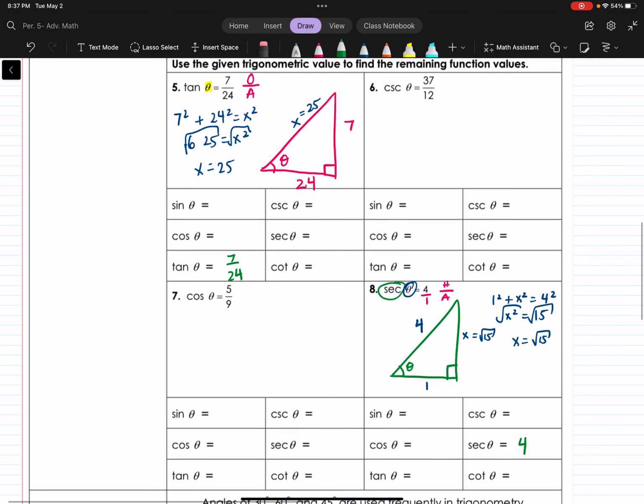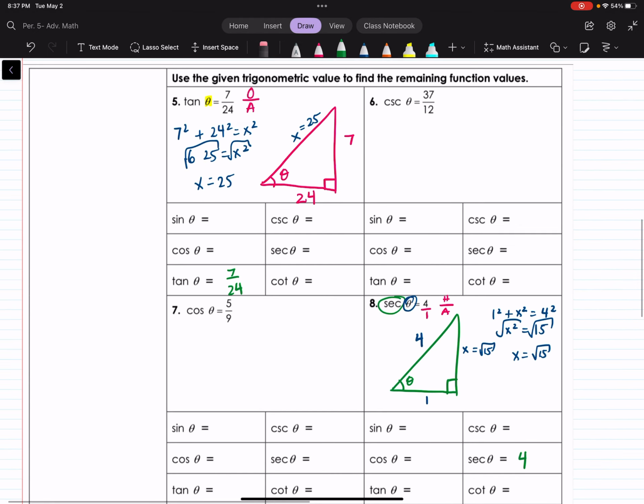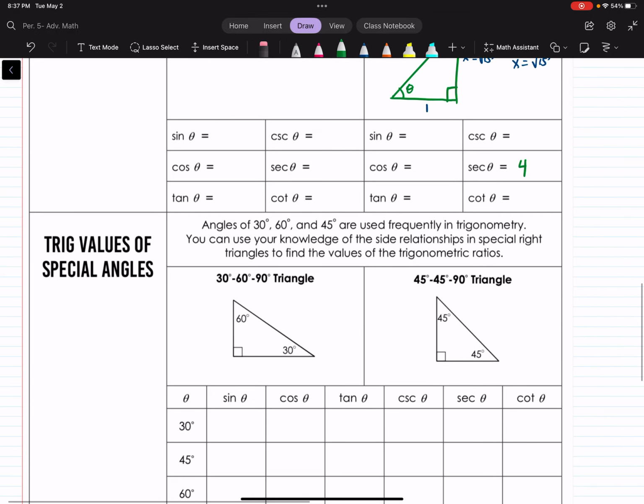Okay, hopefully you should now be able to do the rest of 5 through 8.